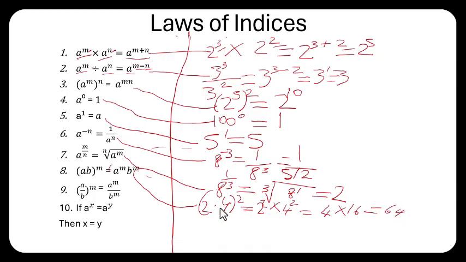So if you took it direct, for example now, 2 times 4 is what? 8. 8 squared is what? 64. So let's go to this.